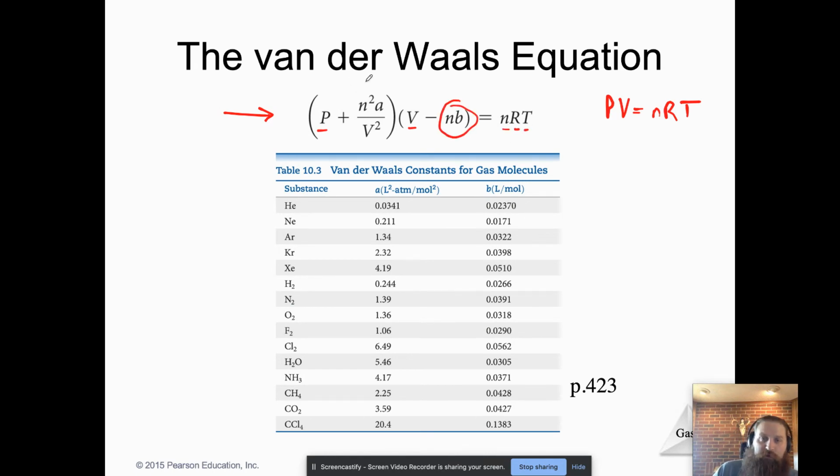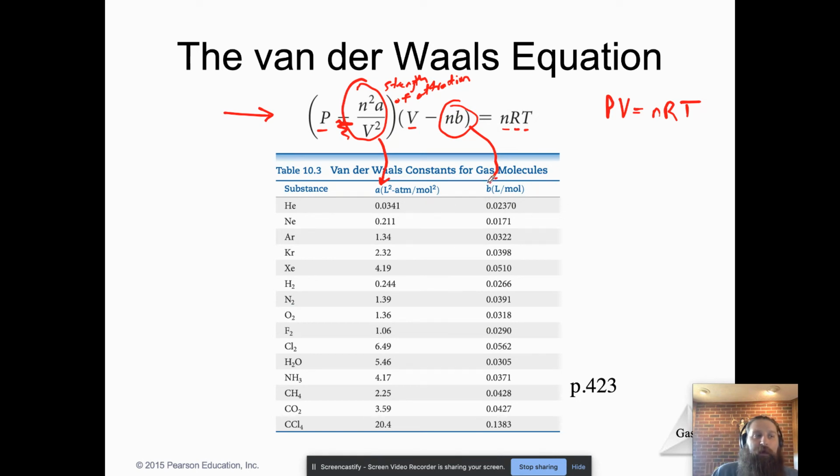So we have two extra add-ins, and we can see them right here. Here's A and here's B. Now, A is going to be a measure of the strength of attraction. It accounts for the attractive forces between atoms, and it adjusts the pressure up. That's what that plus sign tells you.